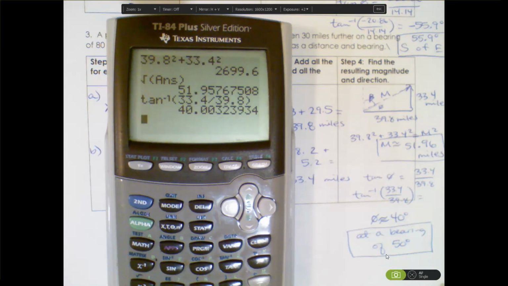So there are 3 different vector problems using different ways to show the direction and how to find both the magnitude and direction when given 2 different vectors.